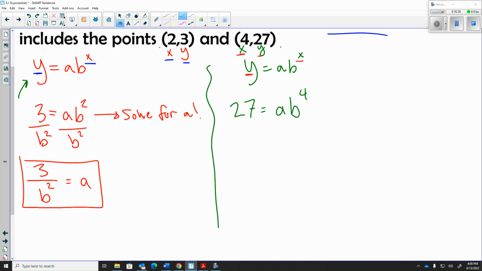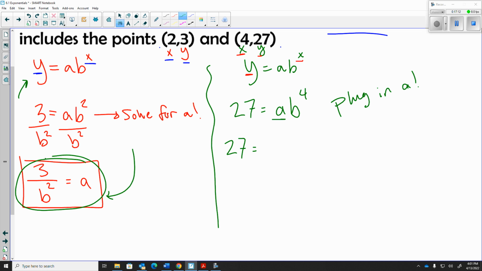And now I have another tool, another thing that I could plug into this equation, because I know what a is. I have an expression for a, and I can plug it in for a in this equation. So let's see what it looks like. 27 equals, I'm taking 3 over b squared and substituting it in for a. So it's 3 over b squared times b to the 4th power.